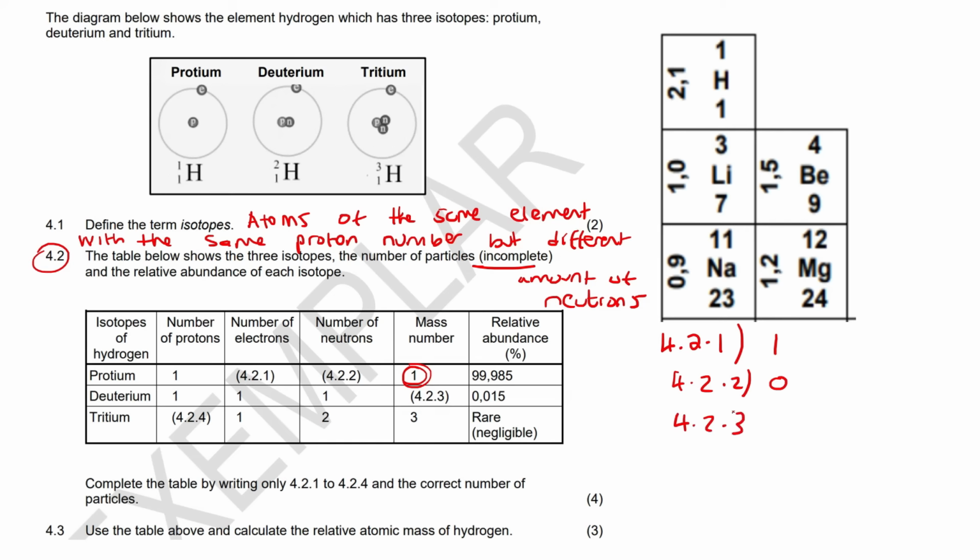Then this question, deuterium. So what is its mass number? Well, the mass number is the protons plus the neutrons. So that's 1 plus 1, which is 2. And then this one says, what is the number of protons of this one? Well, it would also have to be 1. We can even see it says here 1, but if these are 1, then this one also has to be 1, because isotopes have the same proton number. So there we go: 1, 0, 2, and 1.